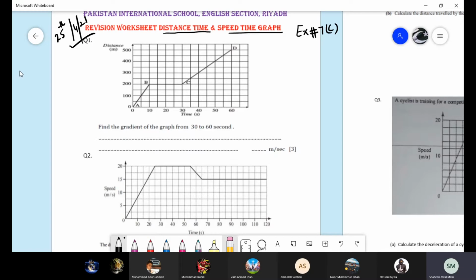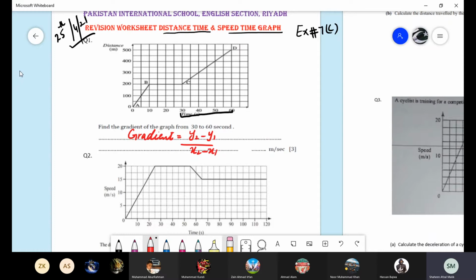From the first question, we have to find out the gradient of the graph from 30 to 60 seconds. Yes, my dear students, how are we going to find out the gradient? Do you remember? Yes, ma'am. So how do we find the gradient? Ma'am, we take first the triangle. y2 minus y1 over x2 minus x1, gradient only we have to take. The gradient is the speed. It is the slope of the line.